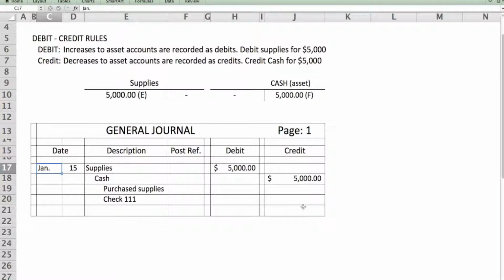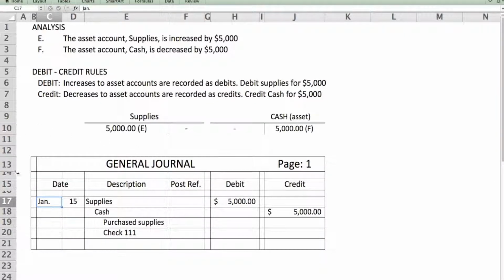But don't forget, for the general journal, a very important thing is to say what it was for, purchase supplies, and any sort of tracking ability. In this case, we wrote check 111 to pay for the supplies. So once again, here it is for the supplies: analysis, debit credit rules, T accounts, the journal entry.